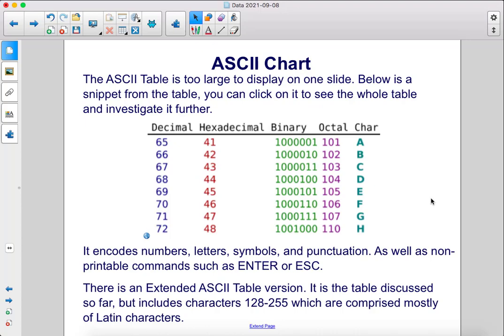The ASCII table is too large to display on one slide. Below is a snippet from the table. You can click on it to see the whole table and investigate it further. It encodes numbers, letters, symbols, and punctuation, as well as non-printable commands such as enter or escape. There is an extended ASCII table version. It is the table discussed so far, but includes characters 128 through 255, which are comprised mostly of Latin characters.